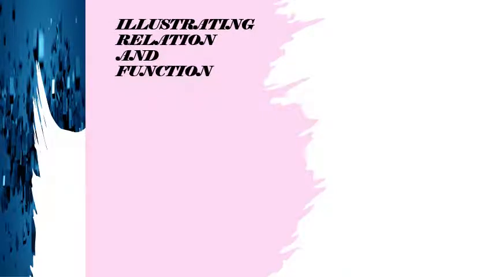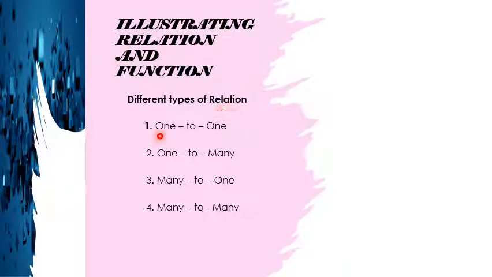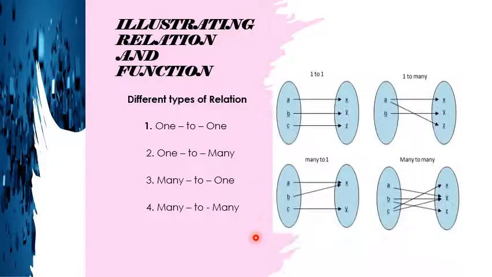Illustrating relation and functions. We have different types of relations: one-to-one, one-to-many, many-to-one, many-to-many. So we're going to identify which of these are functions or not functions. These are the correspondence diagrams. The one-to-one is considered a function. Why? Because we have one element of domain corresponding to one element of range.